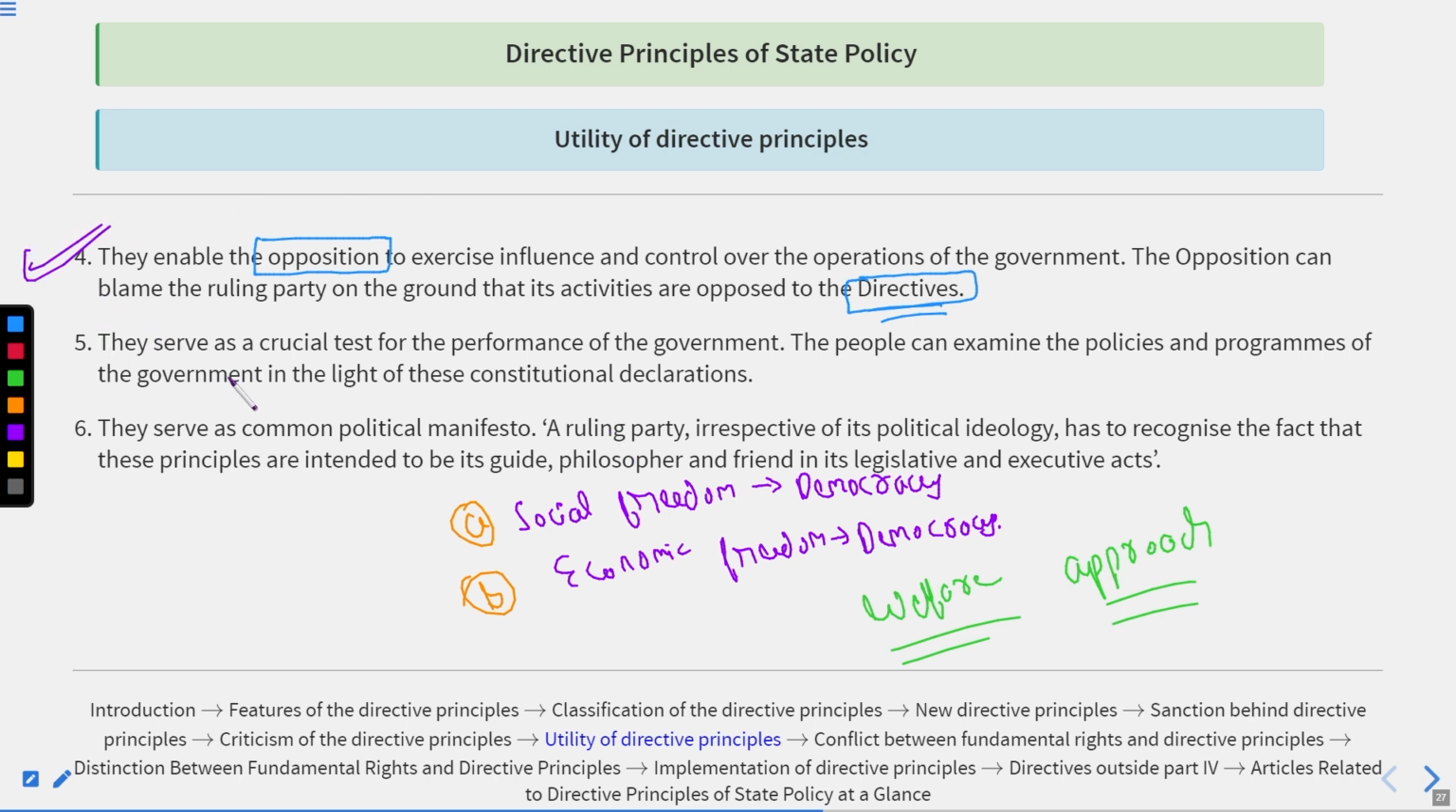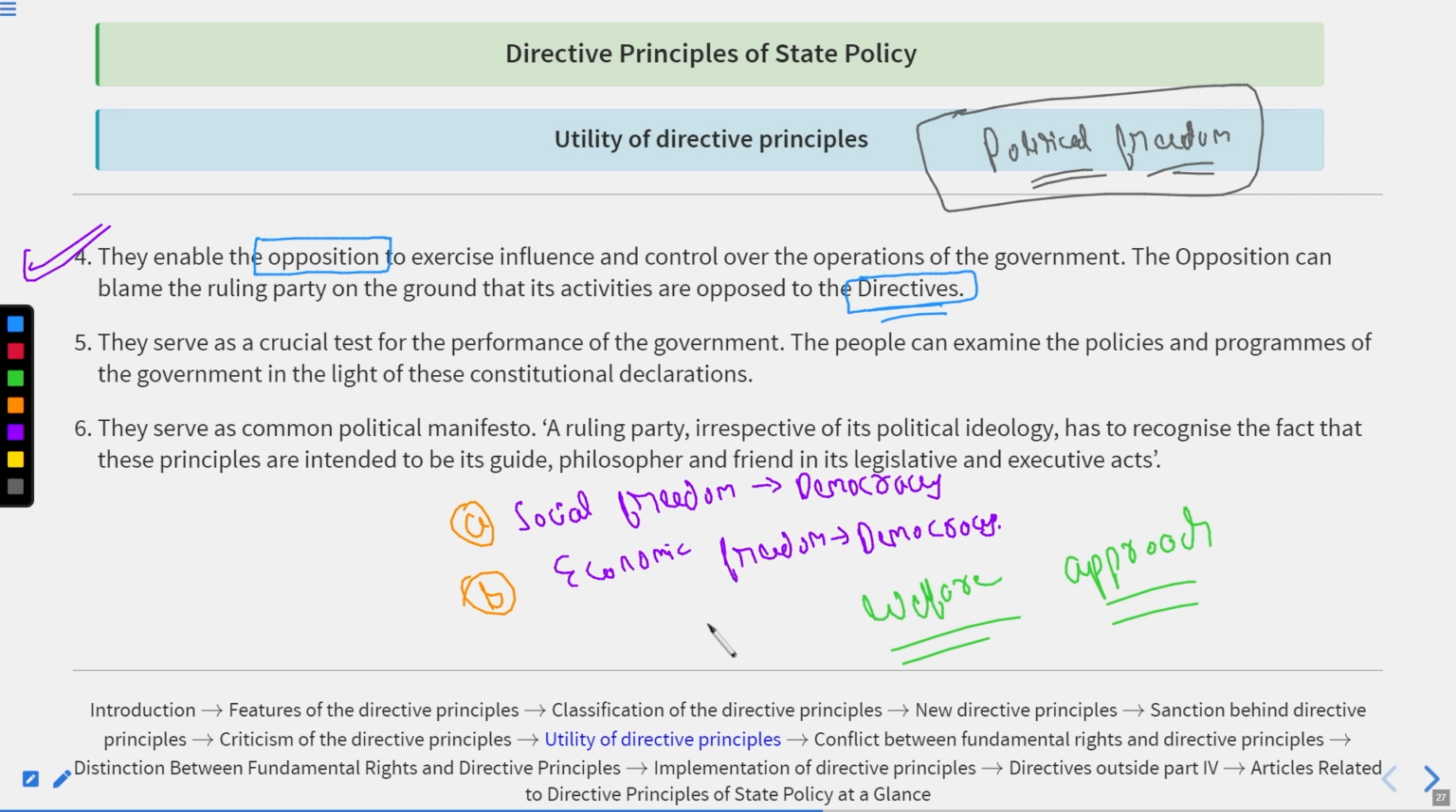Next point is they serve as a crucial test for the performance of the government. The people can examine the policies and programs of the government in the light of these constitutional declarations. All right, whatever the government has done, you could say that the fundamental rights provided the political democracy, right? So nothing has to be done for them. Why? Because these are already protected by the constitution. But what about the social democracy and the economic democracy or freedom?